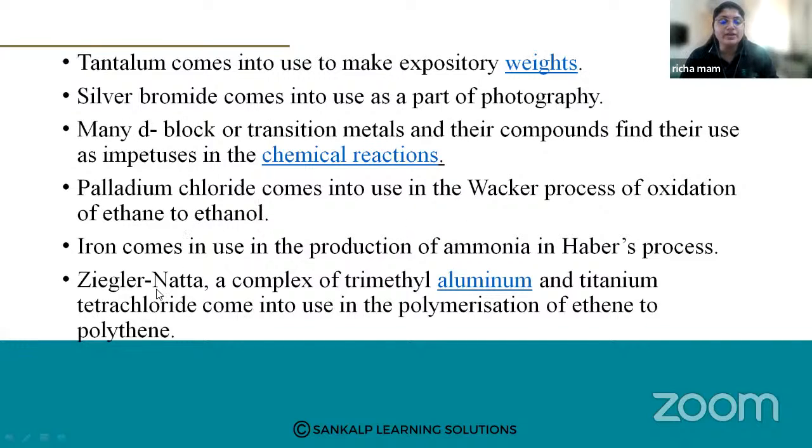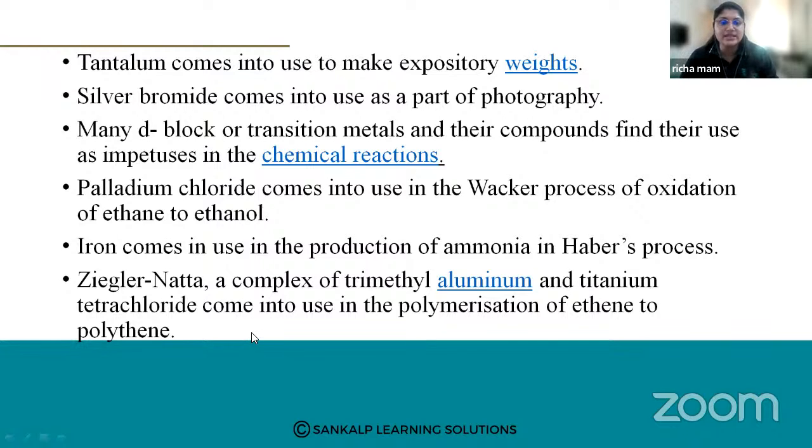Then iron. We make use of iron in the manufacture of ammonia in Haber's process. Haber's process is a very important process in which we make use of iron as a catalyst, that is, ferric oxide. So that is used. Then next, very important, Ziegler-Natta.